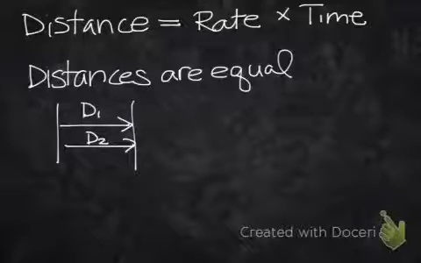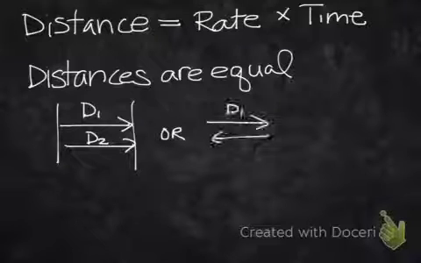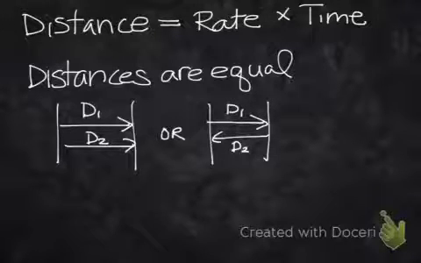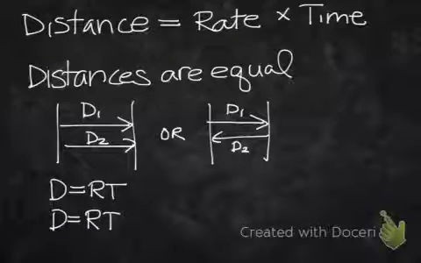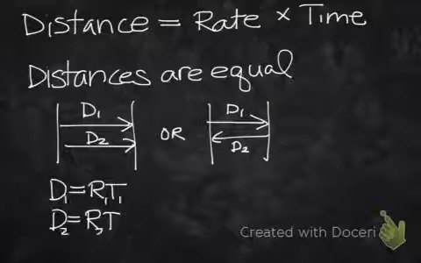So you'll either have a problem where two people or things are moving in the same direction and they both travel the same amount of distance, or they're going in opposite directions but they still cover the exact same distance. So we have distance equals rate times time twice, because we've got two different things. The way that we tell the difference between them is we use subscripts, 1 and 2, or however you want to denote one and the other.